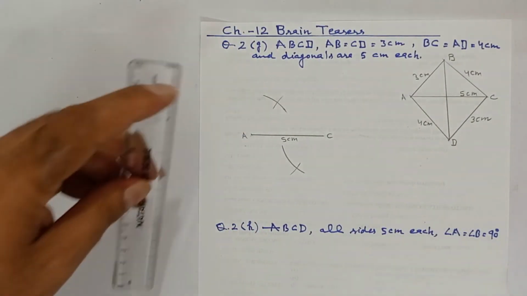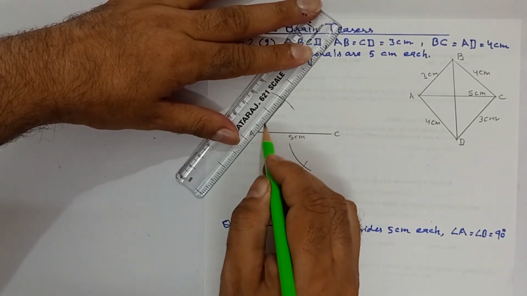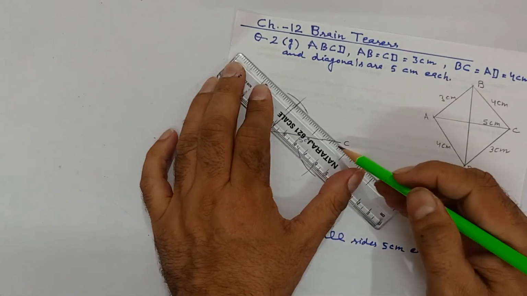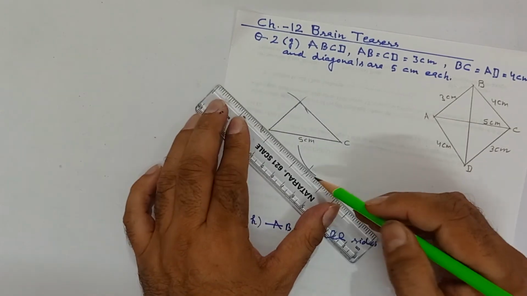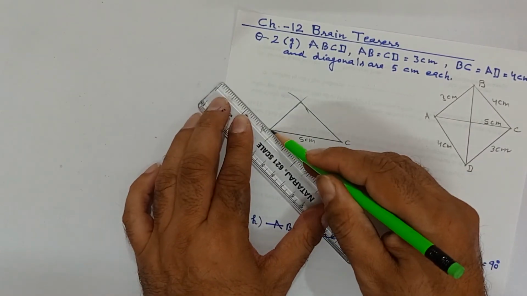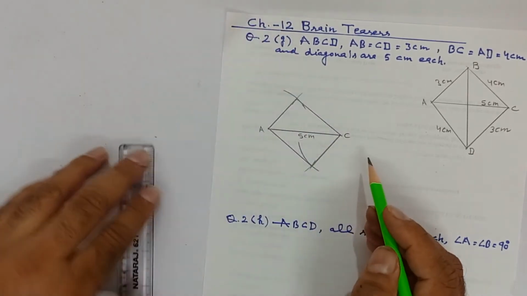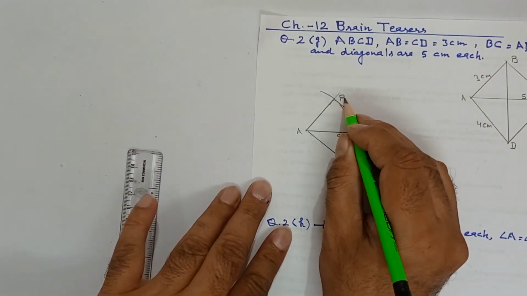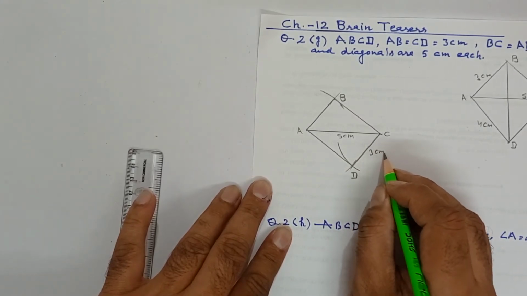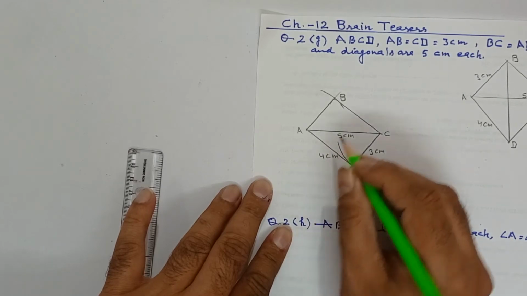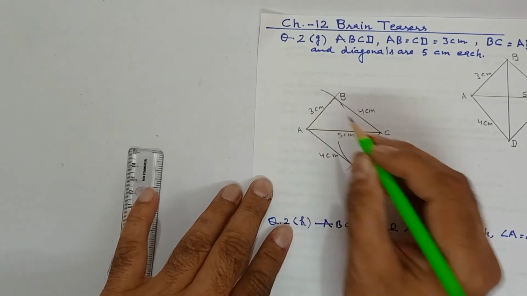Need to join these. This is joined. This is also joined. This is joined. And this is joined. This is B point. This is D point. 3 centimeter, 4 centimeter, 4 centimeter, and this is 3 centimeter.